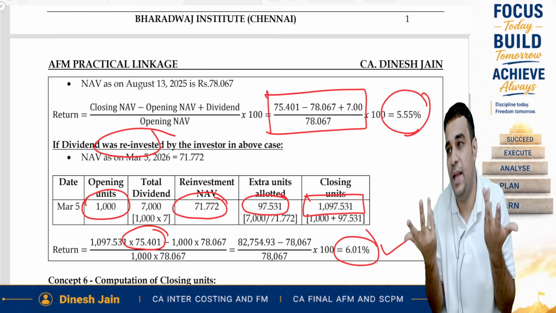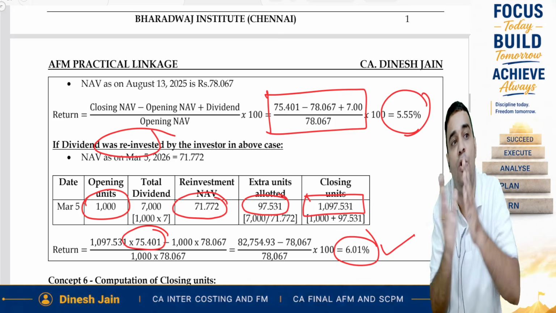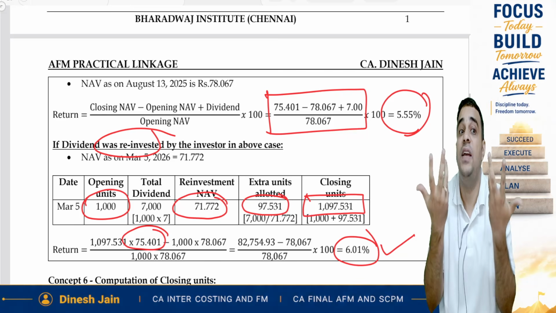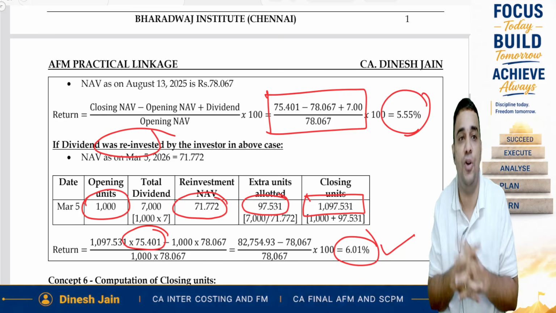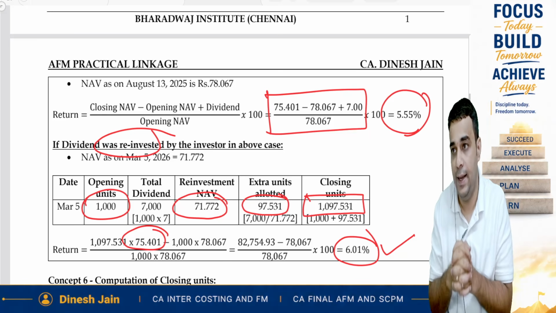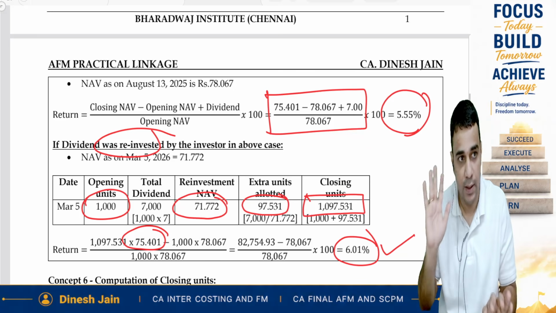We don't know what will be the NAV on that day, but if the NAV is very low on that date, I get more units. We never know what will be the NAV on that day. Understood the concept first? Clear?